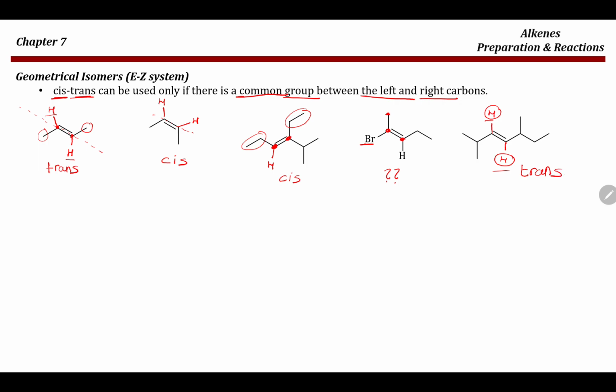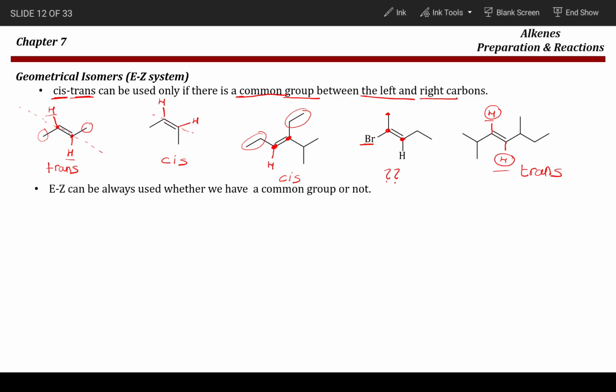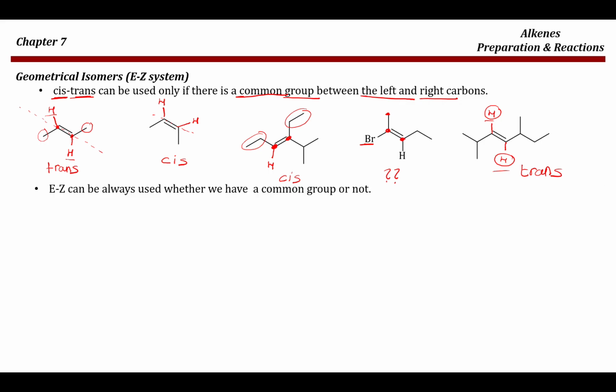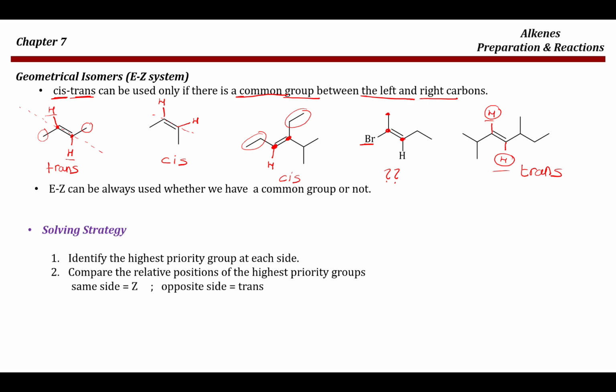Let's go back to the E-Z system. The E-Z system, as I said, can always be used, whether you have a common group or not. So if you have a common group, you can use cis-trans and E-Z. If you don't have a common group, you have to use E-Z only. You cannot use cis-trans anymore.